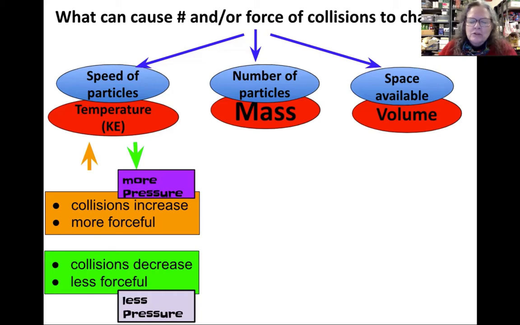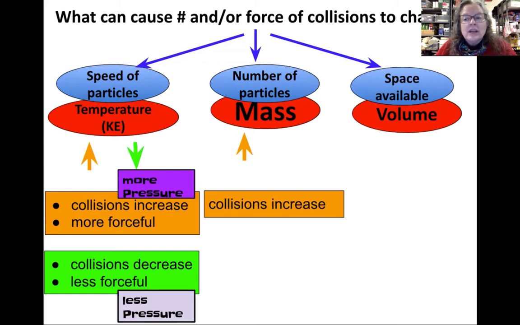But again, I want you to write decrease in pressure. Sorry about that. Okay, so let's go on to mass. If I increase the mass, what's that going to do to collisions? It's going to increase them. Unless the temperature changes, the force of their collisions is not going to be any different. But so we'll just say the collisions increase.